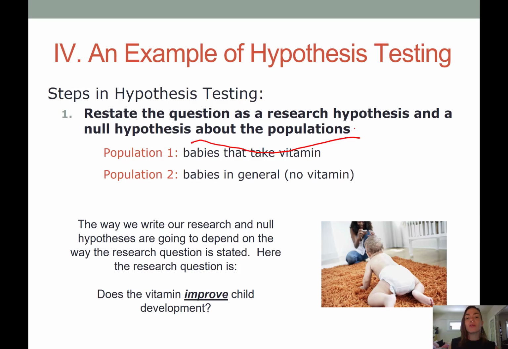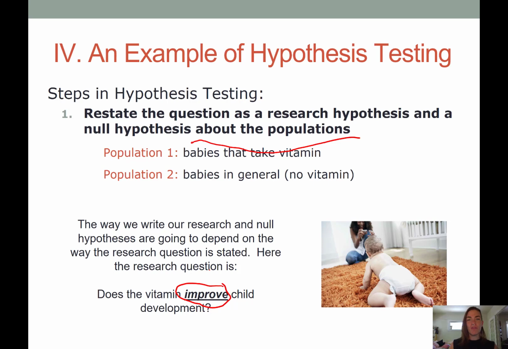The way that we write the research and null hypotheses now is going to depend on the way the research question was stated. So notice that our research question is specifically that we think that the vitamin is going to improve child development, right? So here I have underlined and bolded the word improve. That is directional language. I specifically think that babies who take the vitamin, population 1, will walk earlier or at a younger age than babies who don't take the vitamin, or population 2.